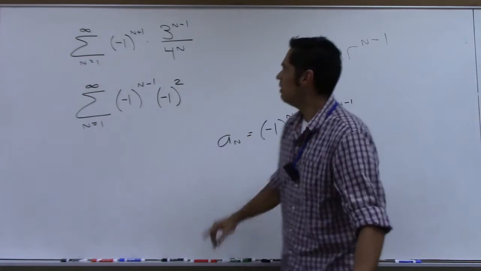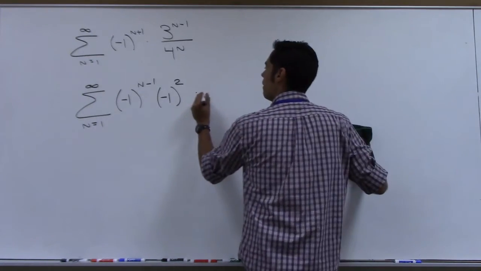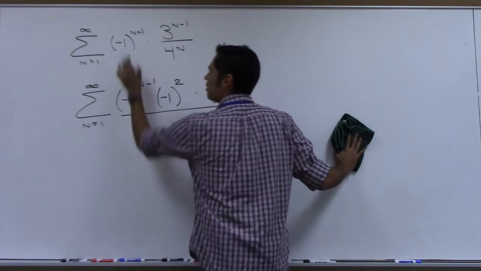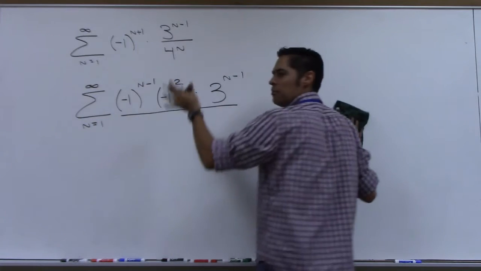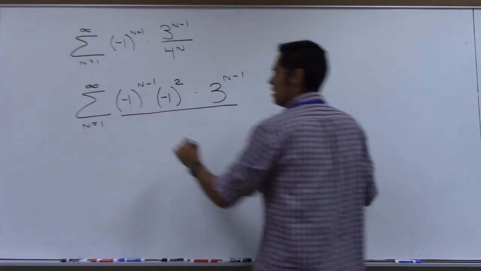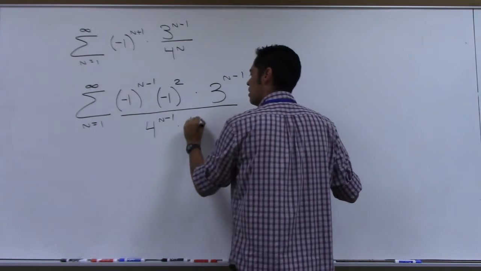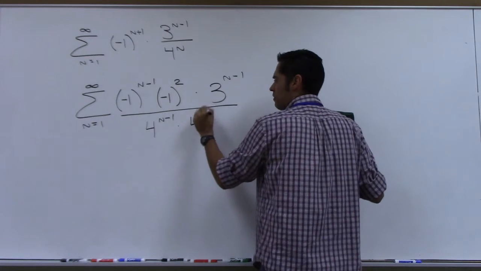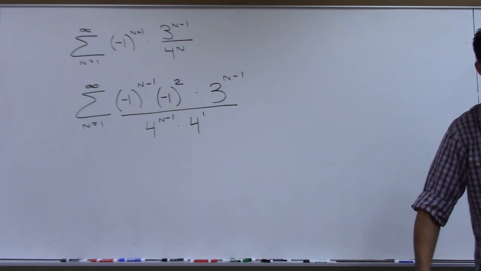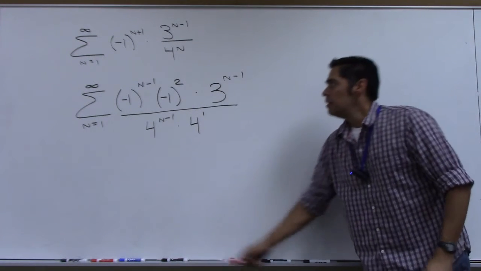Okay. Then the 3, we don't even have to touch. Isn't that nice? Over, and notice I kind of slid the 1 up here because it really is in the numerator, isn't it? On the bottom, it's going to become 4 to the n minus 1 times 4 to the 1, or just 4. We're still okay or not? All right? Okay.